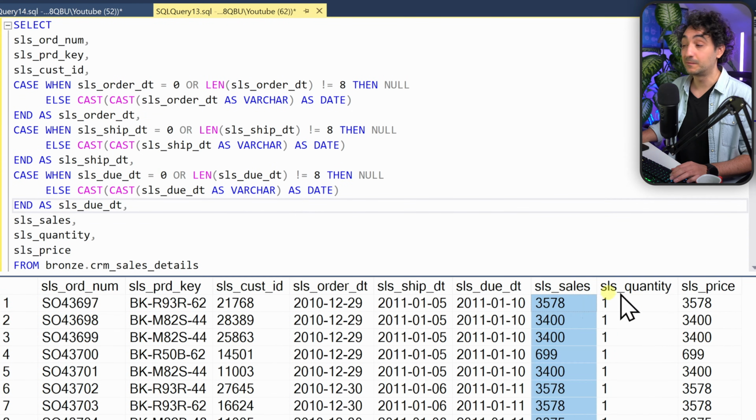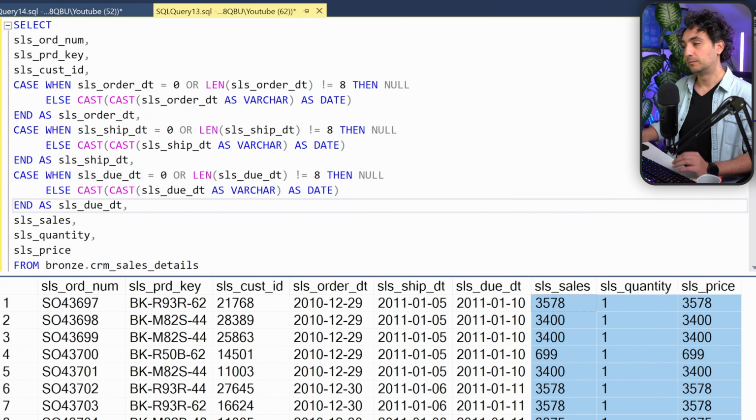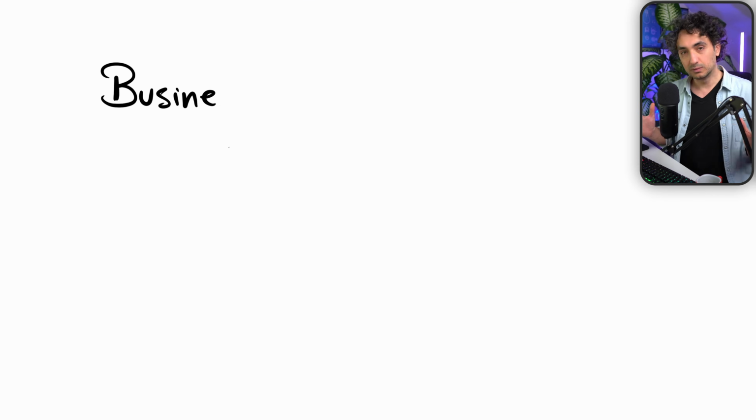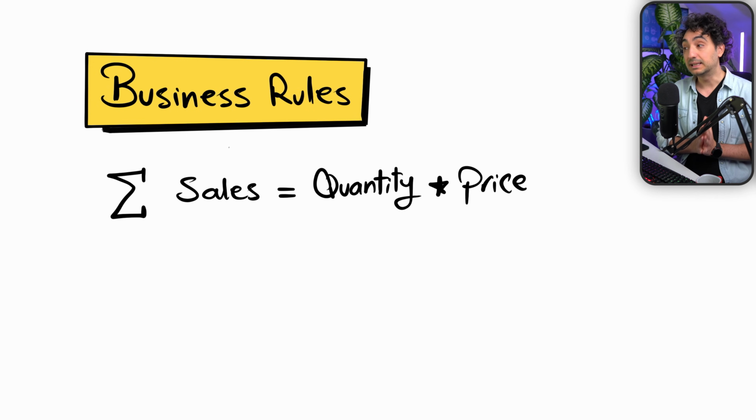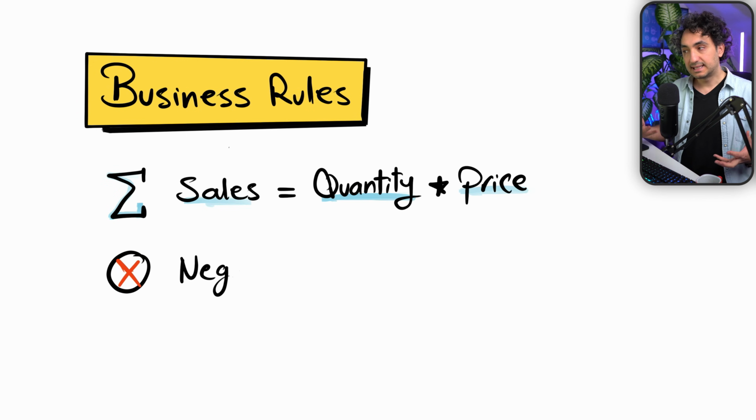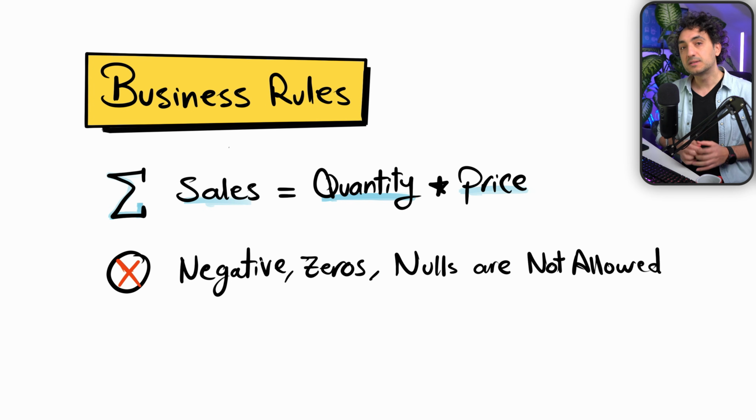Okay, friends, now moving on to the last three columns. We have the sales, quantity, and the price. All this information is connected to each other. So we have a business rule or calculation. It says the sales must be equal to quantity multiplied by the price. And all sales, quantity, and price information must be positive numbers. So it's not allowed to be negative, zero, or a null.